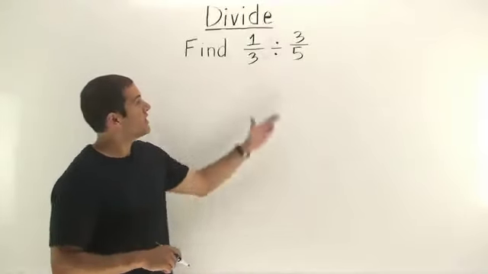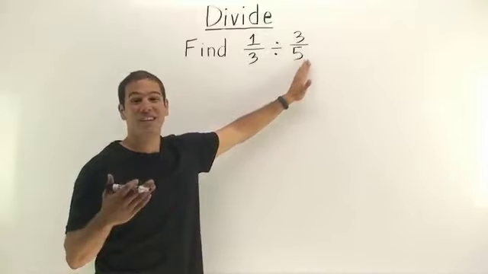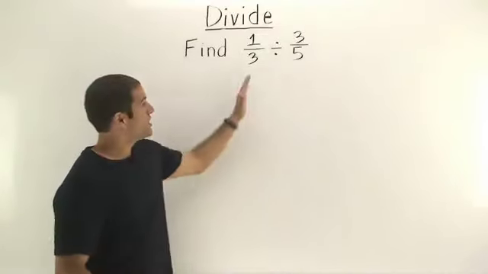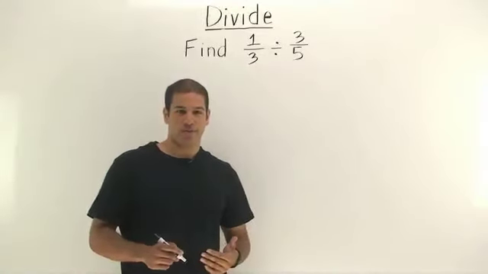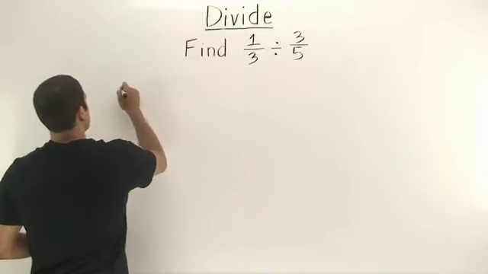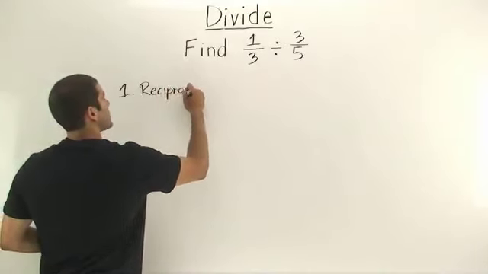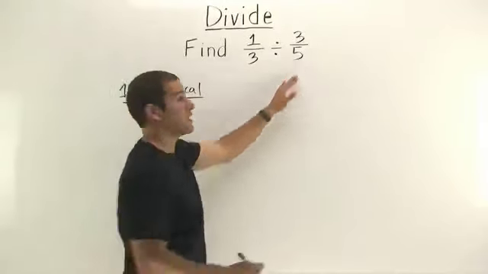Now that trick is to take this first fraction and multiply it by the reciprocal or the multiplicative inverse of your second fraction. The important thing to remember is that we're going to take this division problem and change it into a multiplication problem. But step number one in that process is to find the reciprocal of that second fraction. In this example, that second fraction is this 3/5.